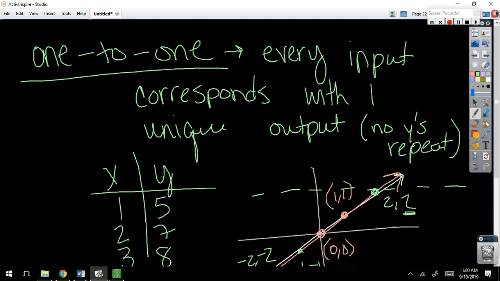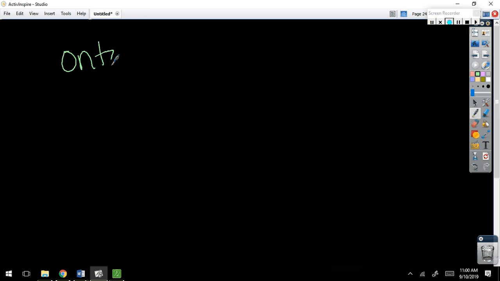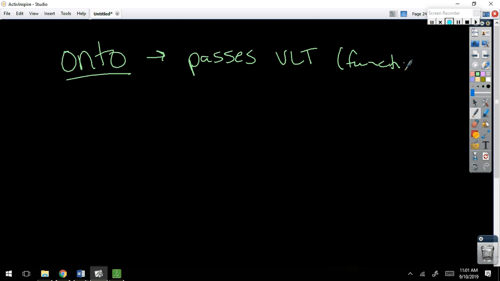All right, you with me so far? Oh, I hate to throw this one in there. It's not my favorite. Onto. Not to be confused with 1 to 1. The easiest way I can think to tell you this, since we're talking about vertical, horizontal, this and that, is this one. It passes the vertical line test, which tells me it's a function. But it fails the horizontal line test, which tells me it's not 1 to 1. So basically, if it's a function that's not 1 to 1, we're onto.